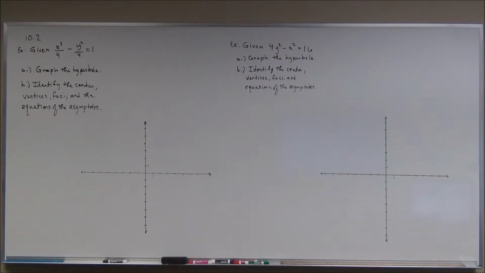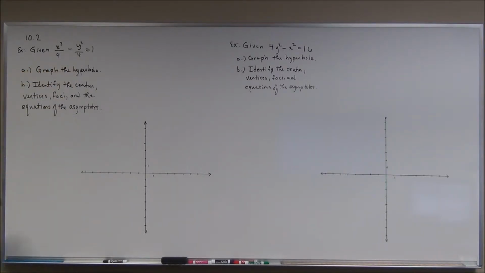It says, given x squared over 9 minus y squared over 4 equals 1. This, by the way, is referred to as standard form for the equation of a hyperbola. Also notice that the x squared is in the numerator of the first term, the positive lead coefficient. So that tells me that my branches are going to open to the right and to the left. That a squared is 9, that b squared is 4.